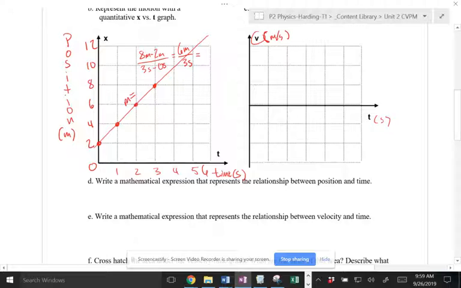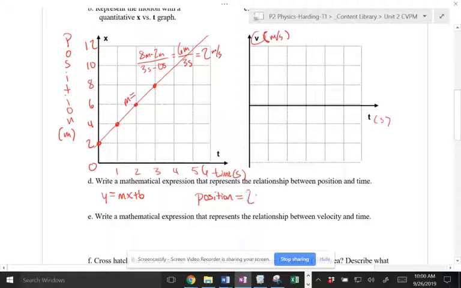I don't like fractions. 6 over 3, that's 2 meters for every second, which should kind of sound familiar because we were moving 2 meters every second. Okay. Write a mathematical expression for the relationship between position and time. All right. That's a line. That's a linear graph. It's going to be of the form y equals mx plus b. I don't like y equals mx plus b. It's too vague. What's on the y? That's position.